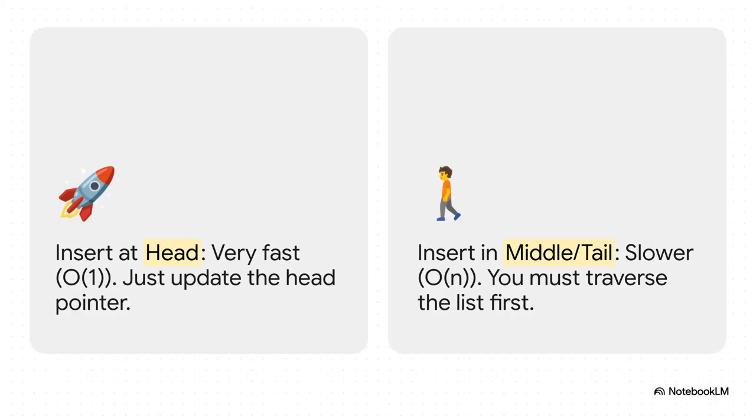You can really see this hidden cost pop up when we talk about adding new items. If you want to add a new node right at the front, at the head of the list, it is lightning fast. We call this O(1), or constant time. It means it takes the same amount of time whether the list has 5 nodes or 5 million. But if you want to insert a node anywhere else, you've got to traverse the list to find the right spot. And the time that takes grows along with the list. We call that O(n), or linear time.